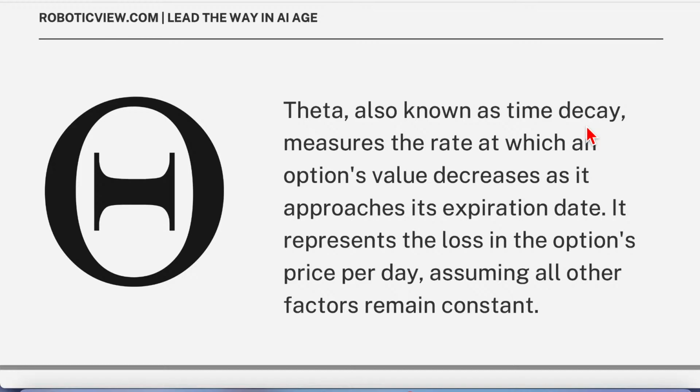Theta, also known as time decay, measures the rate at which option value decreases. And time decay is a good thing and a bad thing at the same time. Why is it a bad thing? Because if you buy a contract, then this contract will be losing money every day. However, if you play insurance company and you sell that contract, then you'll be making this little by little every day. You see, that's kind of cool.